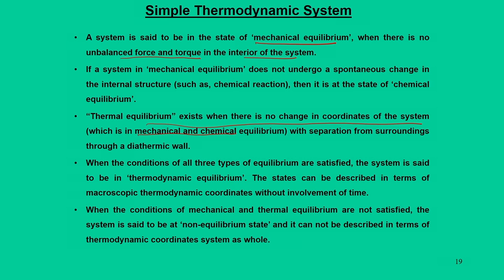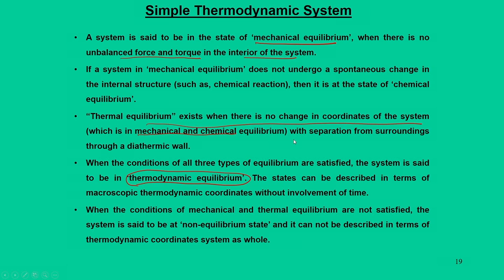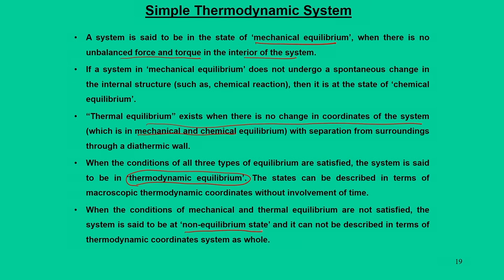So, ultimately, by clubbing all these three equilibrium conditions together, that is mechanical equilibrium, chemical equilibrium and thermal equilibrium, we represent the state of the system as thermodynamic equilibrium, in which the conditions of all three types of equilibrium are satisfied. That means, in mechanical equilibrium there is no unbalanced force, in chemical equilibrium there are no reactions, and in thermal equilibrium there is no change in the temperature. A thermodynamic equilibrium exists when all three equilibrium conditions are satisfied, otherwise we say it is a non-equilibrium state.